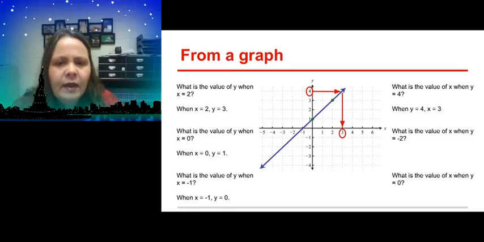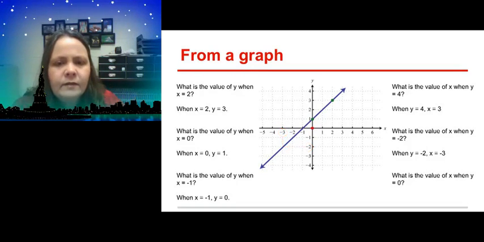And what is the value of x when y equals negative 2? Okay, so we locate negative 2 on the y-axis. We're going to go across to the line and up to the x-axis. And we see that when y equals negative 2, x equals negative 3.